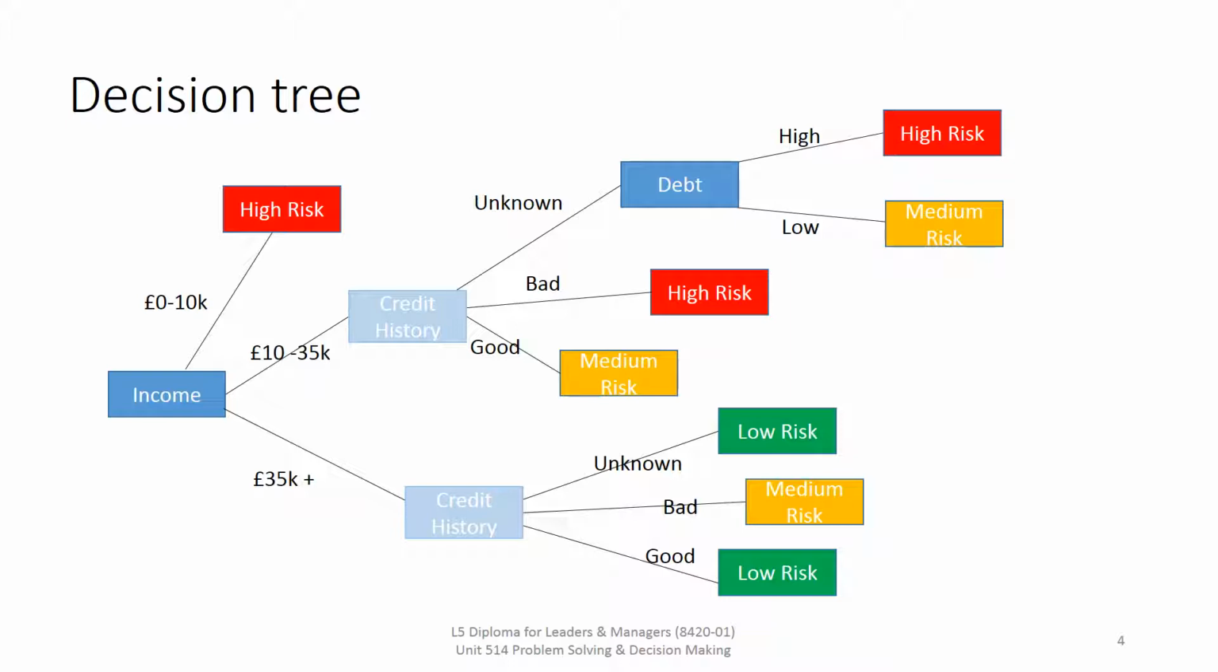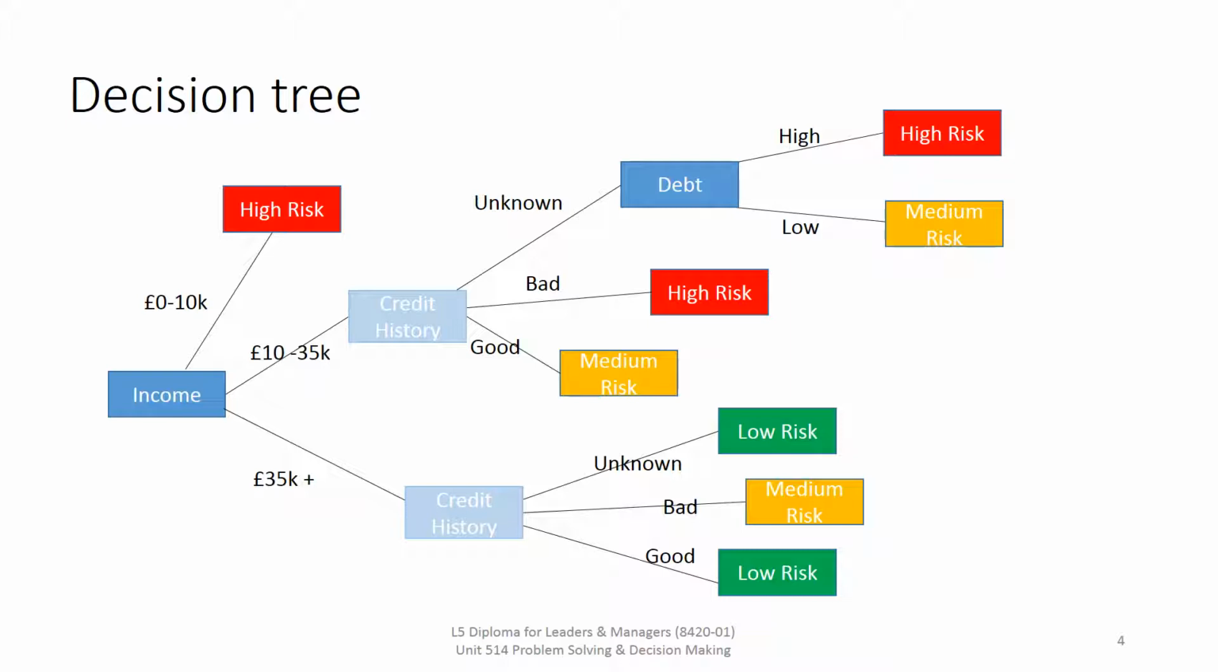So it starts with the income, it looks at how much the amount of the income is, and then if you're in a bracket that are not high risk, then it looks at your credit history, unknown, good or bad, the 3 choices, and then it decides what the outcome of that was, whether you're high risk, medium risk, or in some options, the unknown, it goes, have you got any debt, high or low.